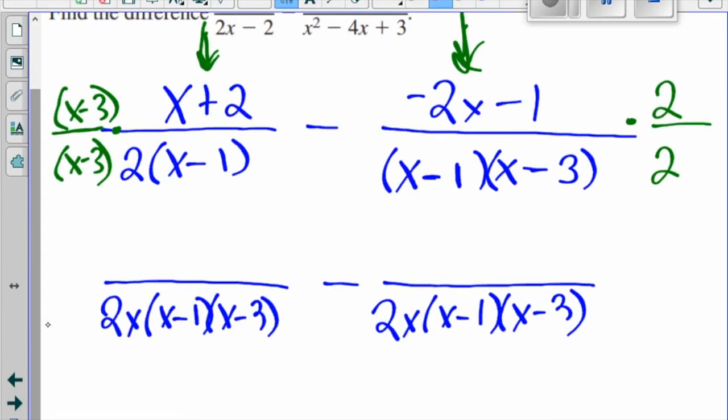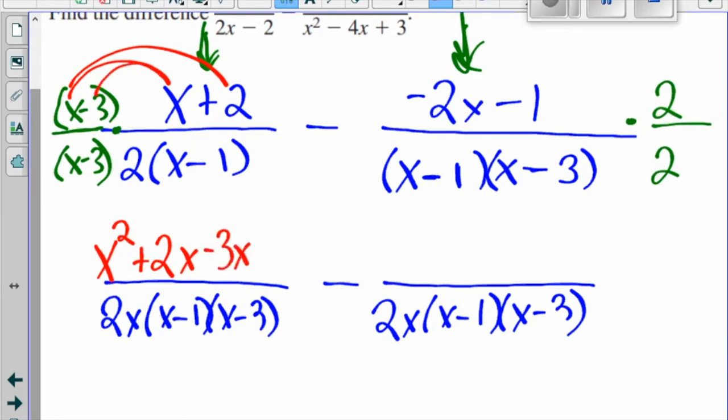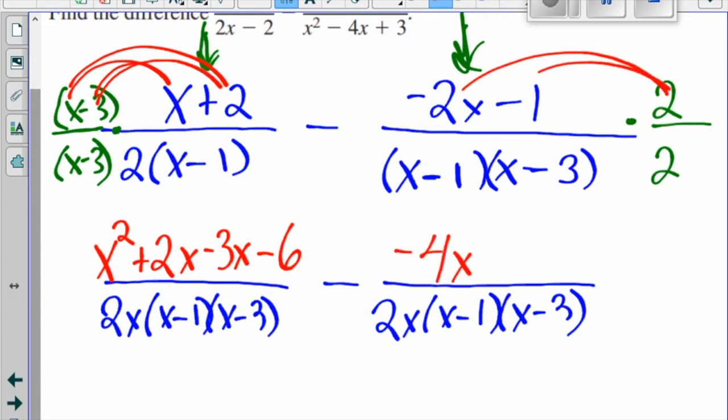Okay, now what we need to do is we need to multiply the numerators out. So for the first one over here, we can go on distribute. X times x is x squared. X times positive 2 is going to be plus 2x. Negative 3 times x would be negative 3x. And negative 3 times positive 2 would be negative 6. Now over here, we're going to multiply both of these by 2, which is a little bit easier. Negative 2x times 2 would be negative 4x. And negative 1 times 2 would be negative 2. Any questions on any of this here so far? Okay.